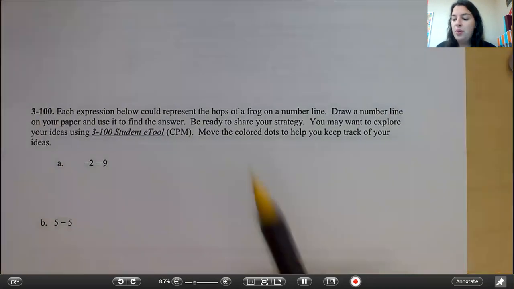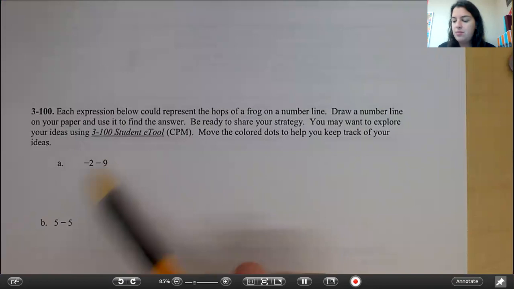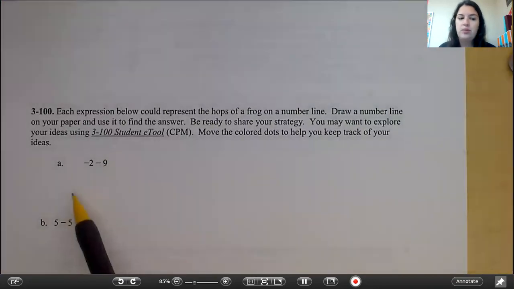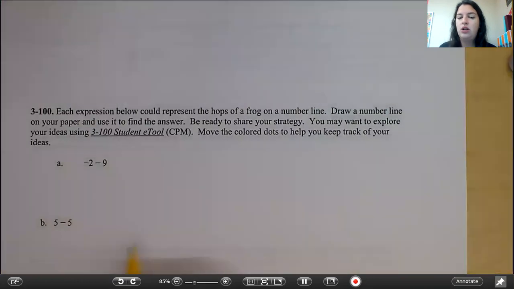So for problem 3-100, you're going to draw out a number line, and then you are going to do parts A, B, C, D, and E. And then you're going to write your final answer for each one of these, and then we are going to talk about these in class. So go ahead and pause the video now and answer all of 3-100.